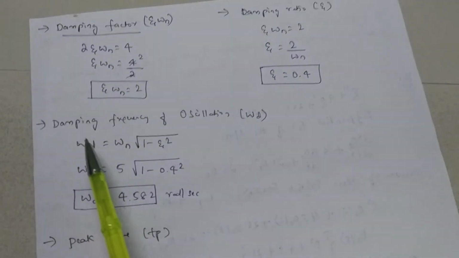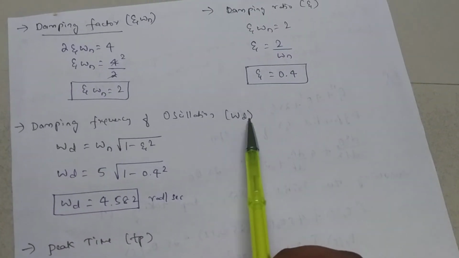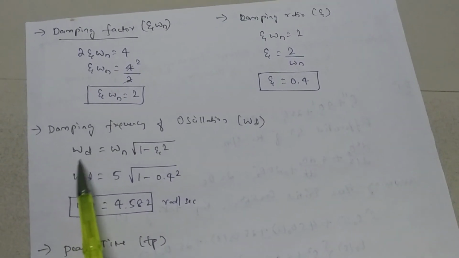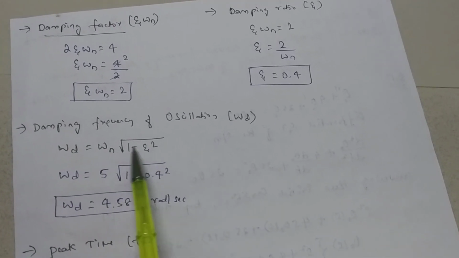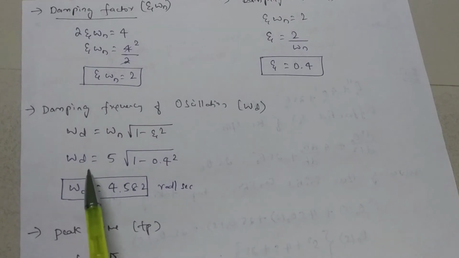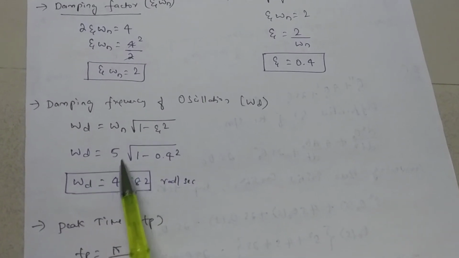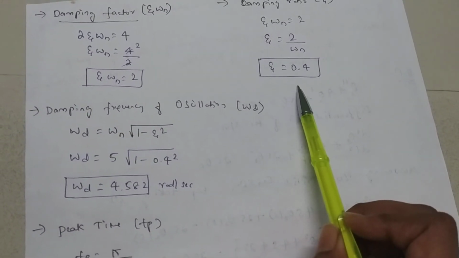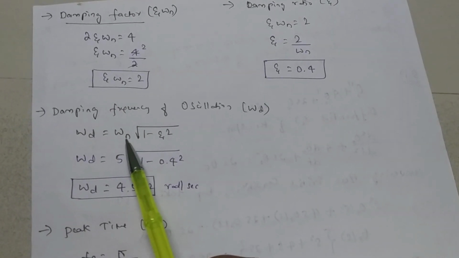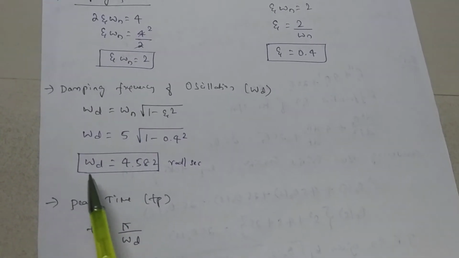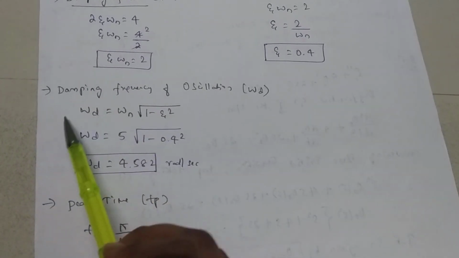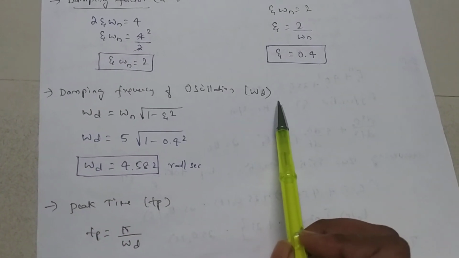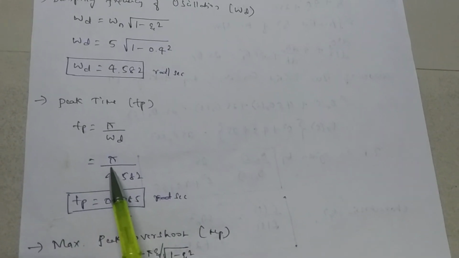After that, damping frequency of oscillation, that is omega d. What is the omega d formula here? Omega d equal to omega n root of 1 minus theta square. We need to substitute the omega n value and theta value. We got the theta value as 0.4 and omega n is 5. So the final answer is omega d is 4.582 radian per second. This is the damping frequency of oscillation.